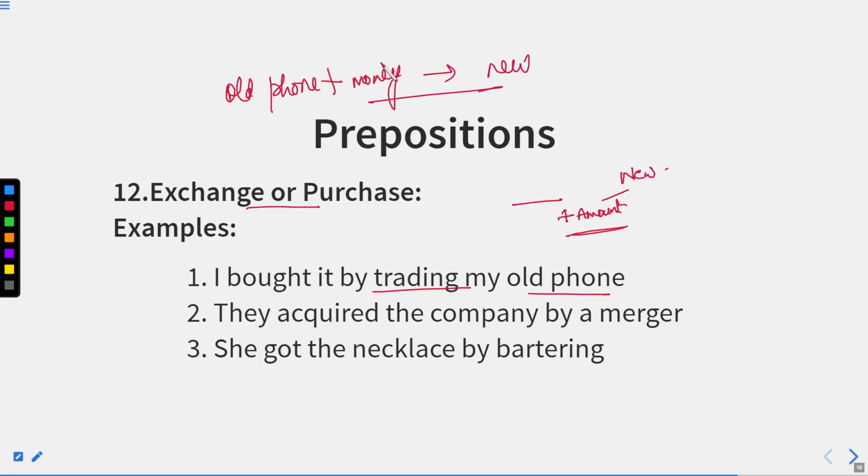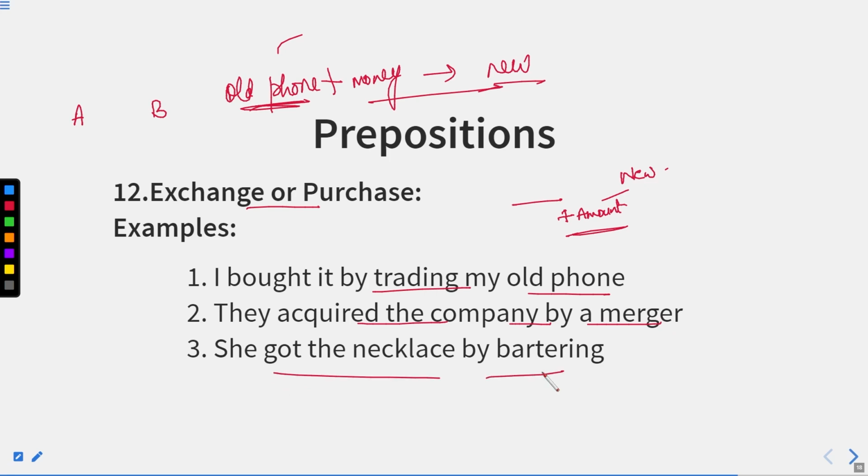So we can use by, that is, by trading. By trading means I'm giving my old phone as well as some amount of money and I'm getting the new one. So in exchange of these two things, I'm getting this one. So I'm using the preposition by. They acquired the company by a merger. So there were two companies, one is A and another is B. They acquired company B by merger. So this is the style of their associating with each other.